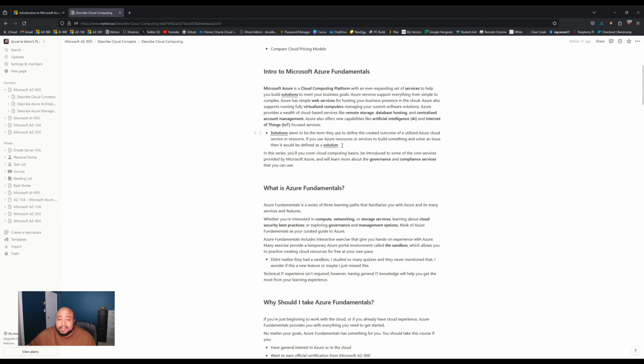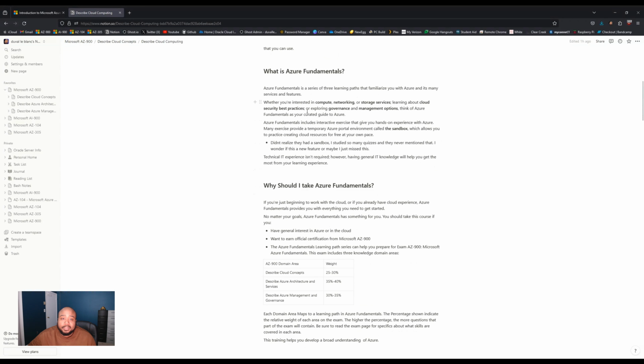It's still kind of abstract in my head, but I wrote it down because I felt it was important, because I see that word solutions thrown around a lot when it comes to the cloud. So here it says, whether you're interested in compute, network, and storage devices, learning about cloud security best practices, or exploring governance and management options, think of Azure Fundamentals as your curated guide to Azure. So it's just that, a curated guide to what Azure has to offer.